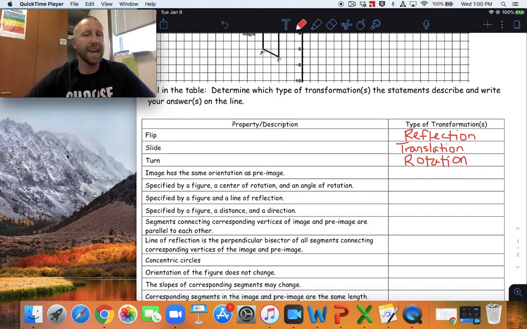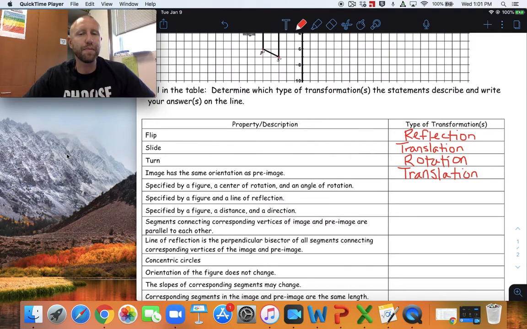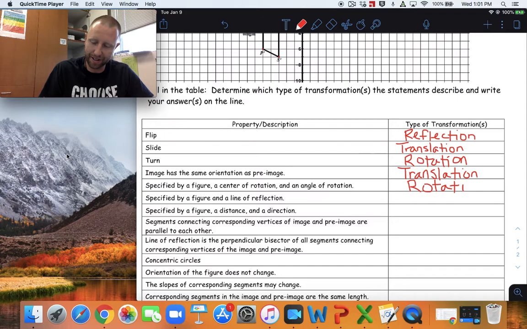When the image has the same orientation as the pre-image, that means the sides are all facing the same direction. That can only happen with a translation. Specified by a figure, a center of rotation, and an angle of rotation. Well, it said the answer multiple times there. We know that's called a rotation, or that's describing a rotation.